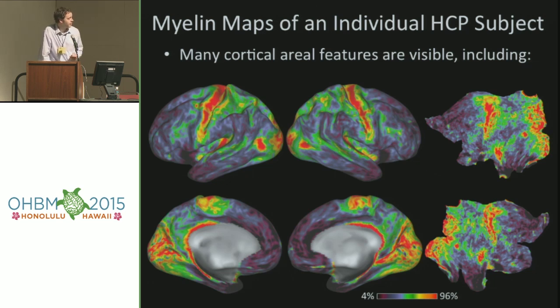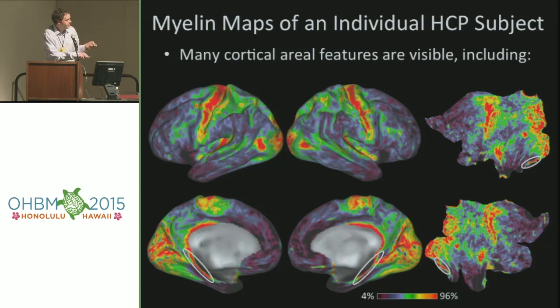Well, there are a variety of cortical areal features that are visible. We've already seen the primary somatosensory and motor cortex was visible. Early visual cortex is visible. Early auditory cortex. The MT plus complex is also heavily myelinated, in red here. Retrosplenial cortex: basically, right above the splenium of the corpus callosum is a very heavily myelinated cortical area.